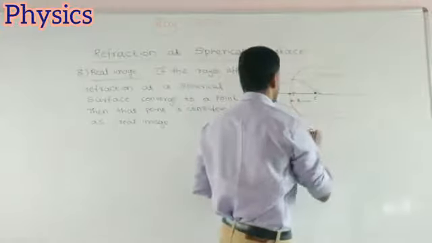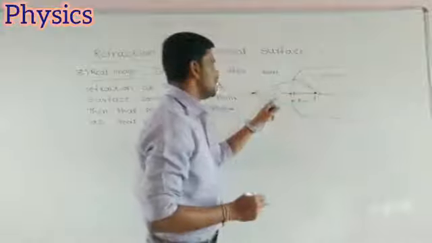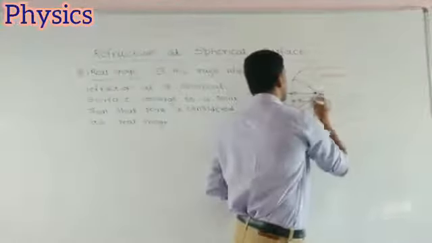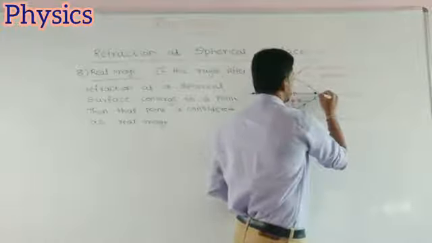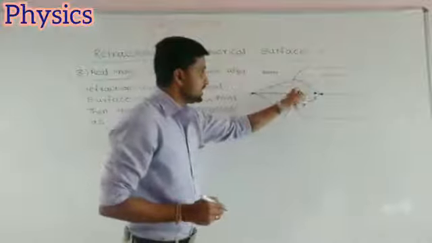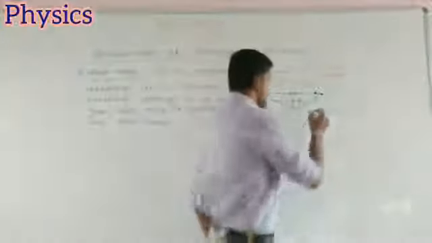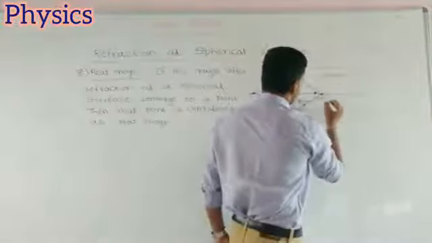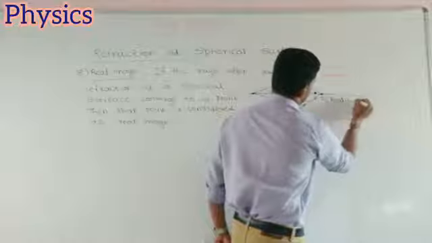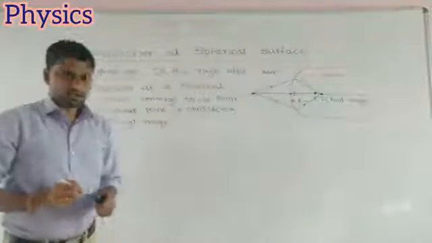When it undergoes refraction, it will bend and these two incident light rays meet at some point after refraction. This is the point at which we are getting the image, and at this point both the incident rays are meeting after refraction. Then this image is called a real image. That is the real image.